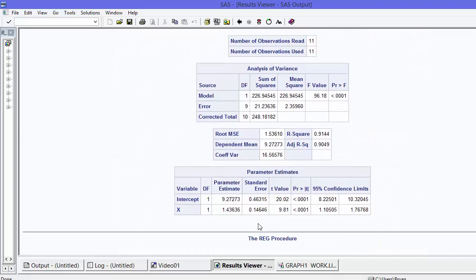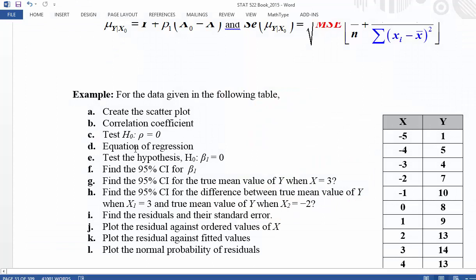Here's the result. We have our ANOVA table. It shows that we got overall significance, so that is good. R squared is 0.91, meaning that 91% of the variability in y is explained by x. And our MSE here is 2.36. That looks pretty low. And here is what we're looking for to answer part D, the equation of regression. We can also answer part E with that table.